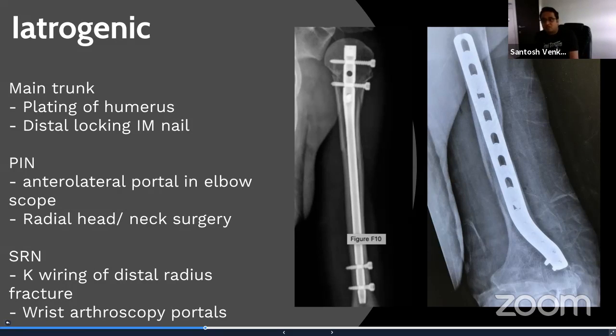So nowadays, as a routine, for anything I fix around where could be close to the radial nerve, one of the things I do is expose the nerve. Adds about 10 or 15 minutes to the actual operation, but it's done and dusted and you know where it is for the rest of the operation.